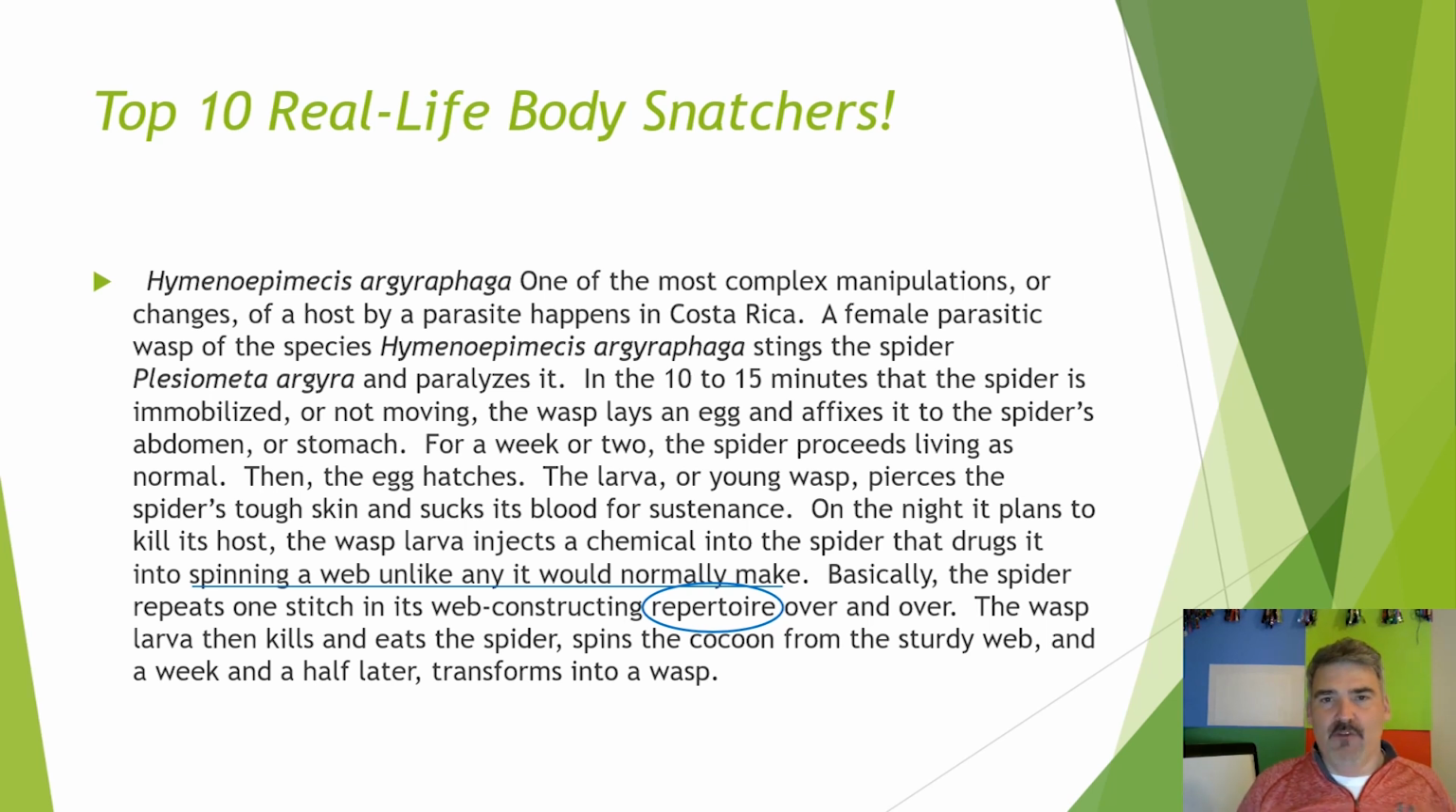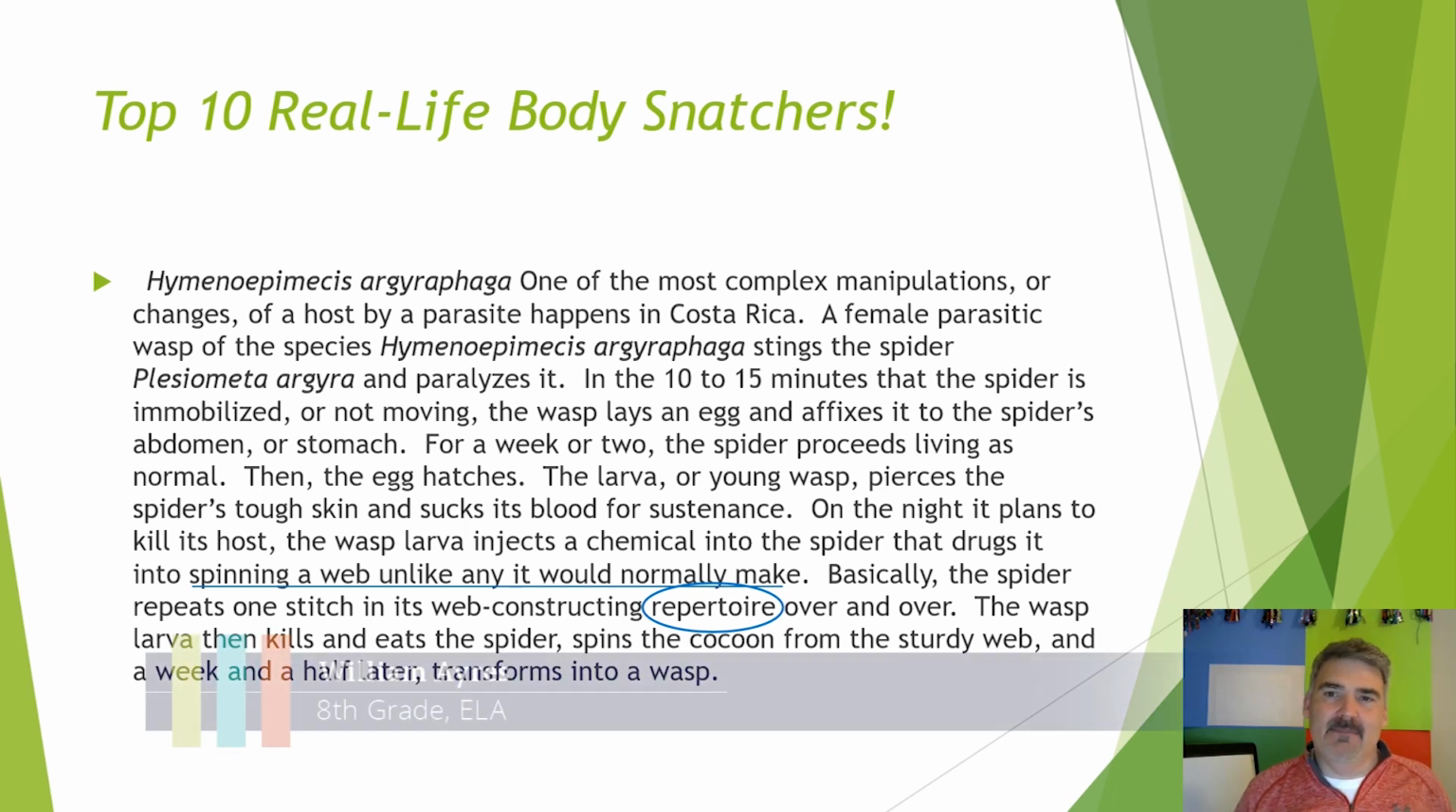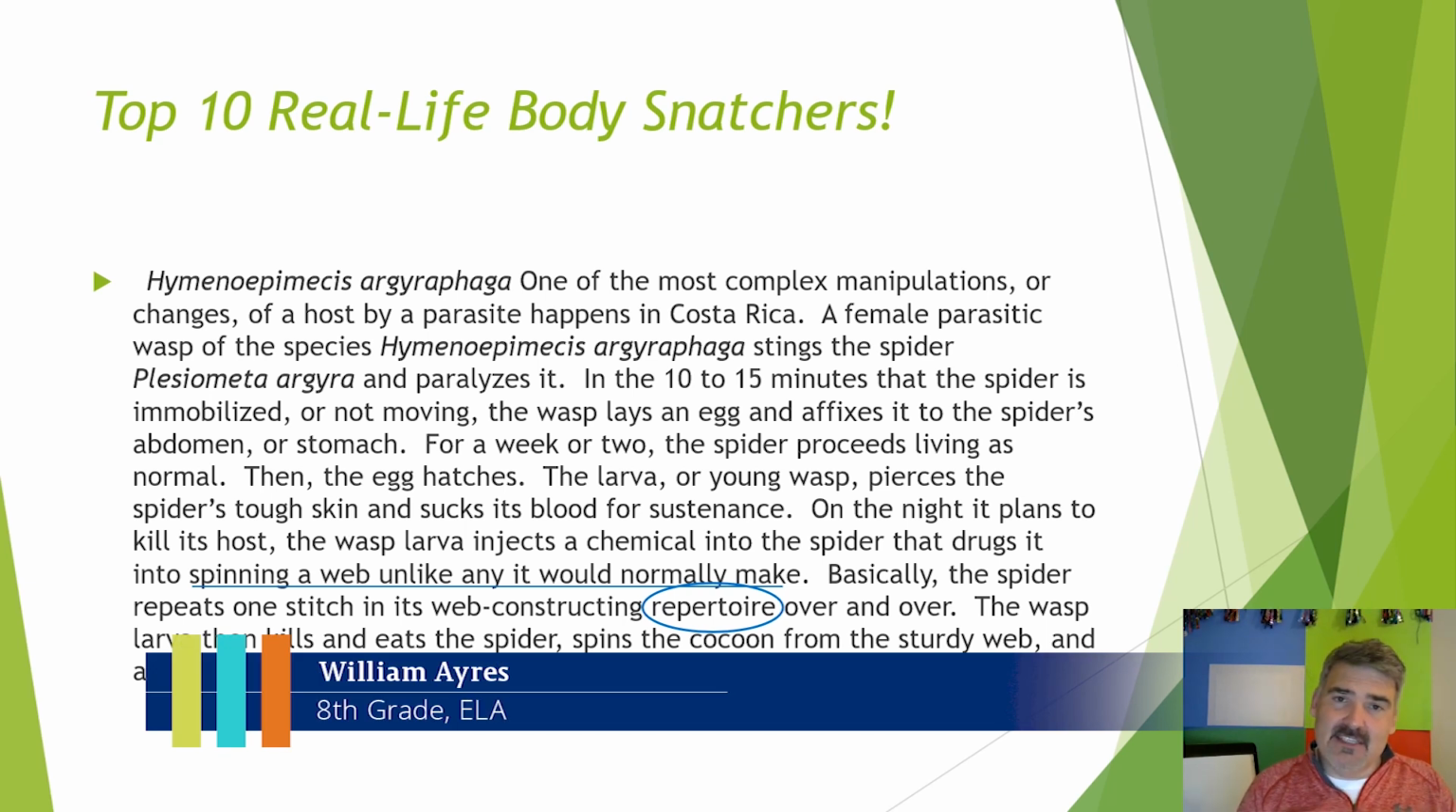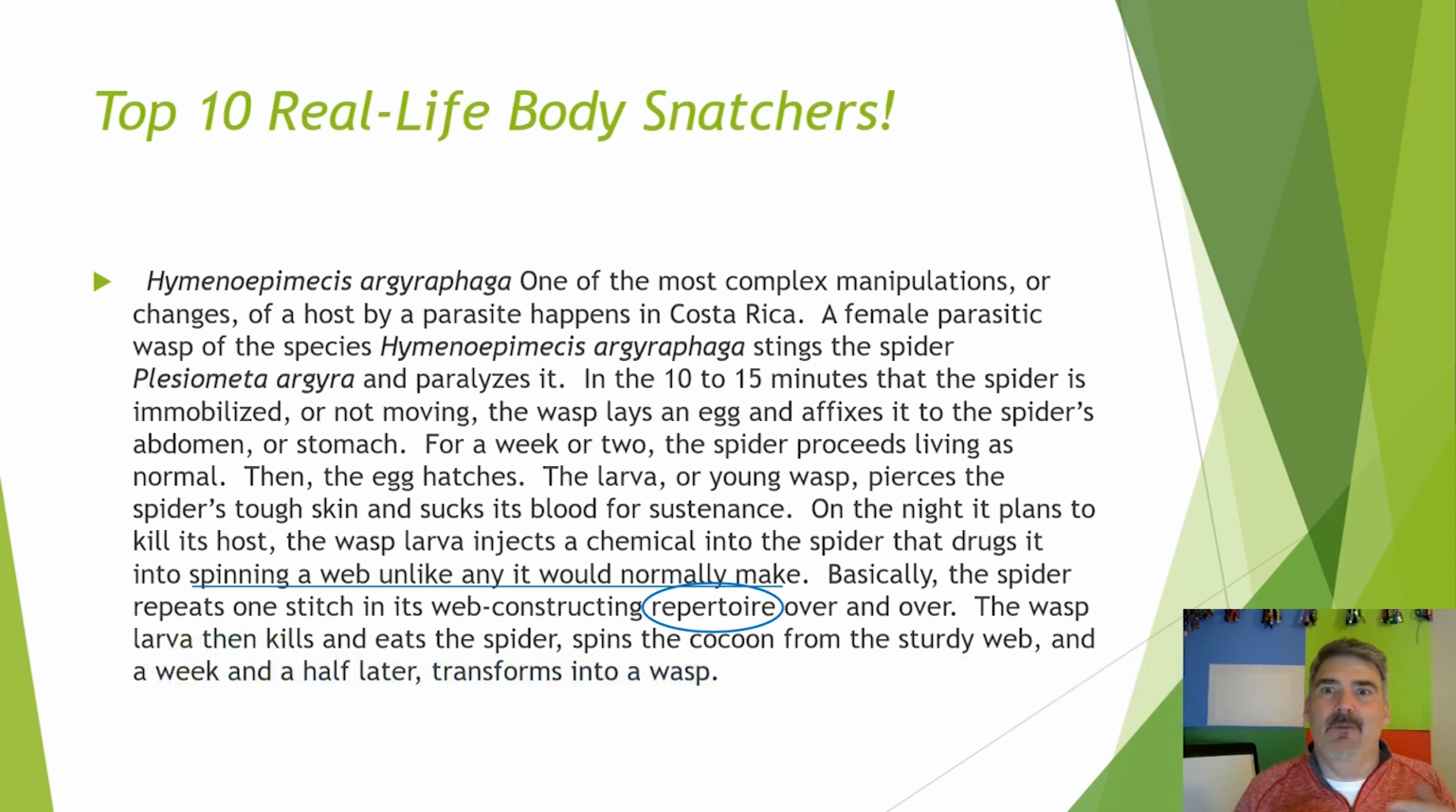The wasp larva then kills and eats the spider, spins the cocoon from the sturdy web, and a week and a half later transforms into a wasp. Okay, so the wasp clearly needed a sturdy web and had the spider repeat a stitch over and over so it's thick and strong. Once the web is in place, the wasp larva kills the spider, eats it, and then a week and a half later transforms itself into a wasp.